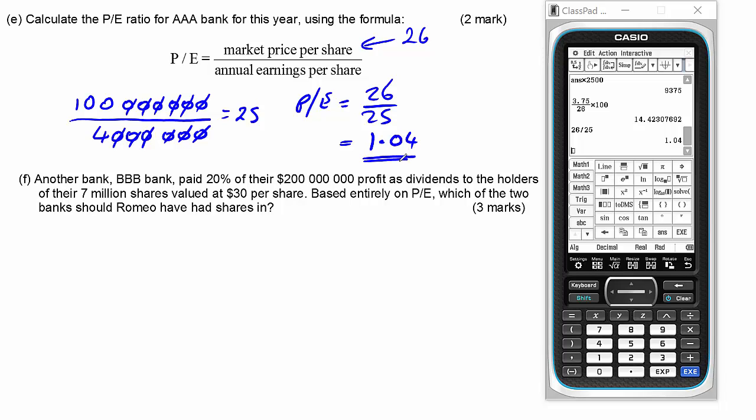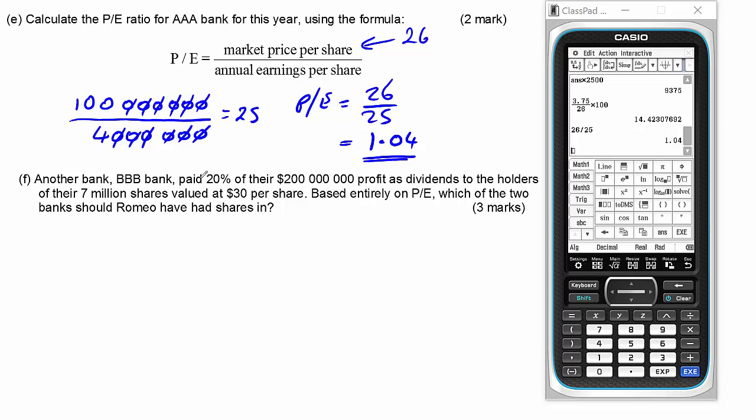Another bank, BBB Bank, paid 20% of their 200 million profit as dividends to the holders of their 7 million shares, valued at $30 per share. Based entirely on PE, which of the two banks should Romeo have had shares in?